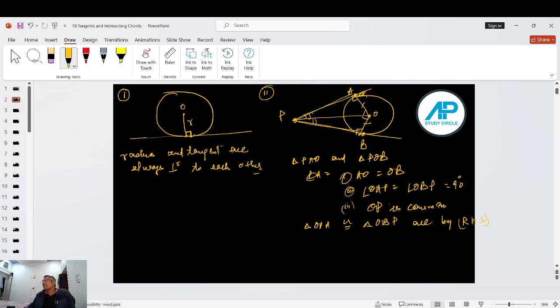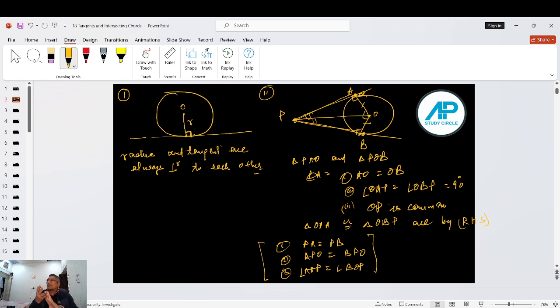So the best property we can have is that, so we have got three properties out of it. First one, PA equals to PB, angle APO equals to angle BPO, and third property, angle AOP equals to angle BOP. These three properties are coming up when we draw two tangents from a same exterior point.